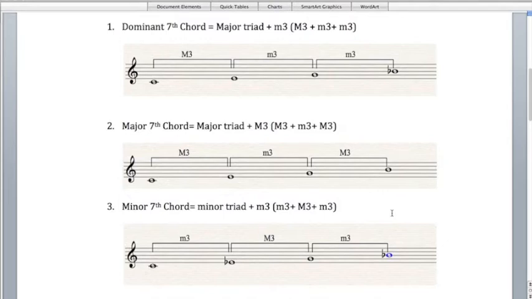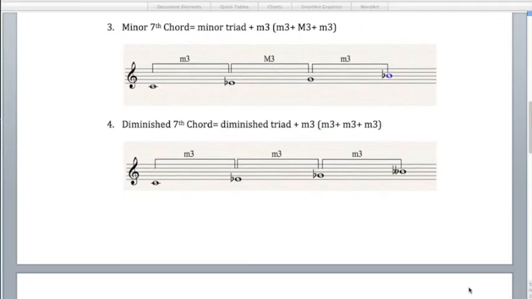And here is an example of how they sound. The dominant seventh chord sounds like this. That's the minor third above the triad. And here is how the major seventh chord sounds. Hear the difference?